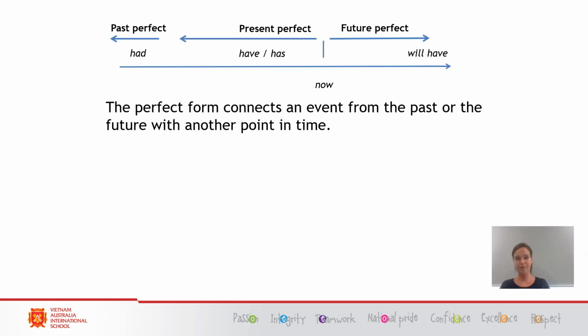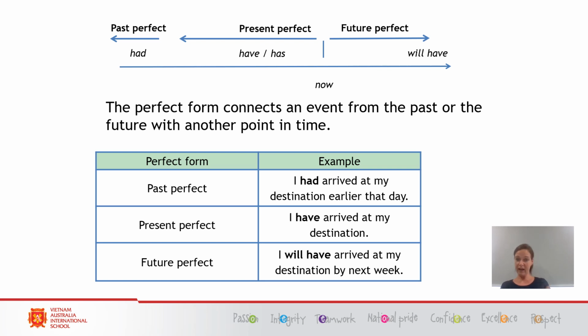So let's go. Again, just to remember that time is a spectrum. We have the past, the present, and the future. We've looked at the idea that the perfect form of a verb connects an event from the past or the future with another point in time. That's the whole concept of the perfect form. We've looked at the past perfect, I had arrived at my destination earlier that day, and the present perfect, I have arrived at my destination. Now today we're going to be looking at the future perfect.